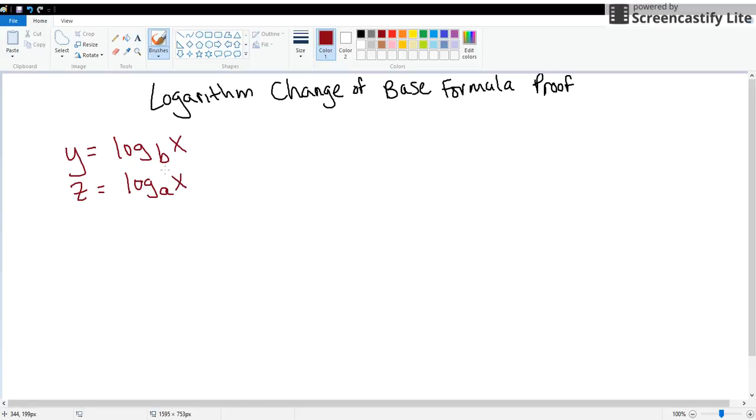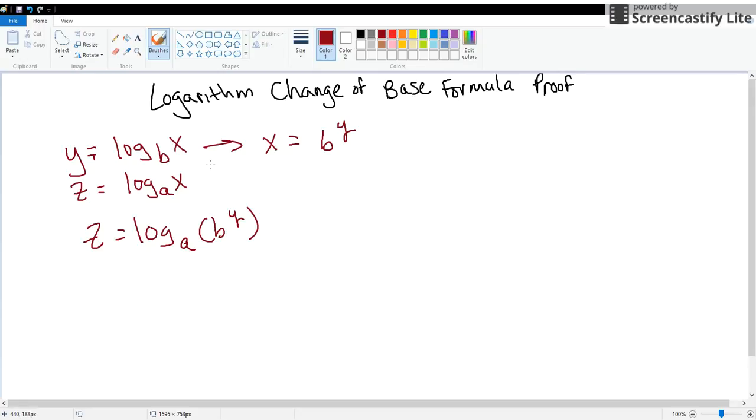Okay, so now given what we know, we would know that z is equal to log base a of b to the y. And if you can't see that right away, let me write it in a different way. I could also write y is equal to log base b of x as x is equal to b to the power of y. They're saying the exact same thing.